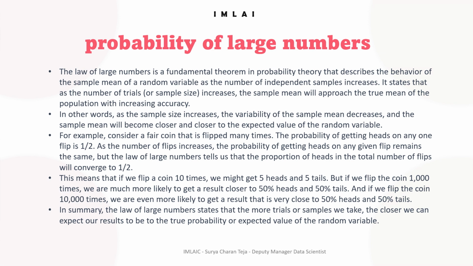I think you might have heard a similar theorem somewhere, the central limit theorem. As the sample size increases, it approaches the normal distribution. So here, as the sample size increases, the variability of the sample mean decreases, and the sample mean will approach the true mean of the population with increasing accuracy, because as the accuracy is increasing, your variability is decreasing, and the sample mean will become closer and closer to the expected value of the random variable.